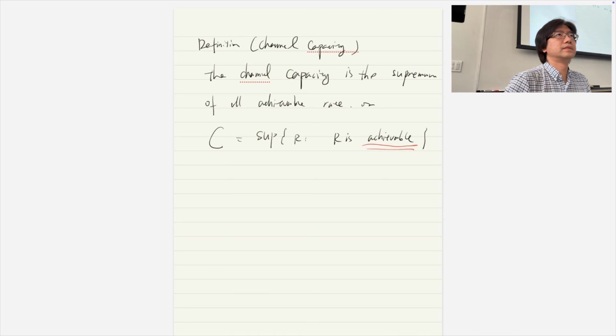Any questions? If you compare this to the rate of source coding, you can see they are very symmetric. We have a very similar definition for source coding. The difference is that there we have an inf, because source coding is a compression problem. We want the minimum number of bits to represent a source. But for channel coding, we want the maximum. We want to transmit as much as possible, so the highest number we can transmit for one use of the channel.